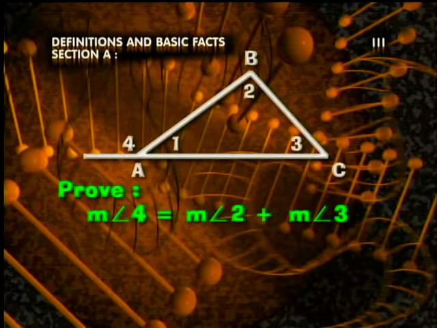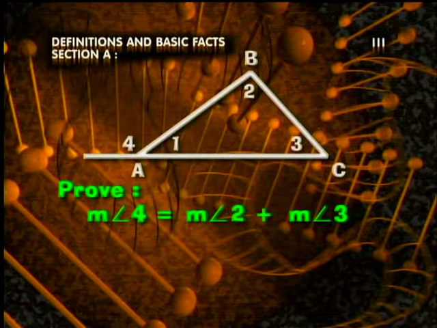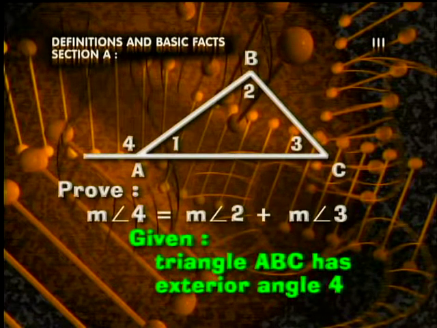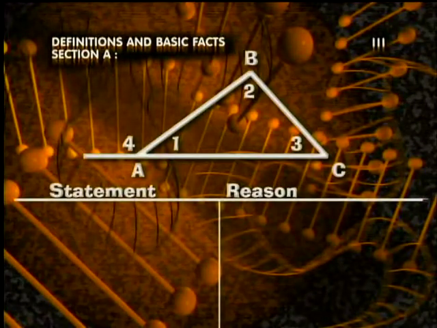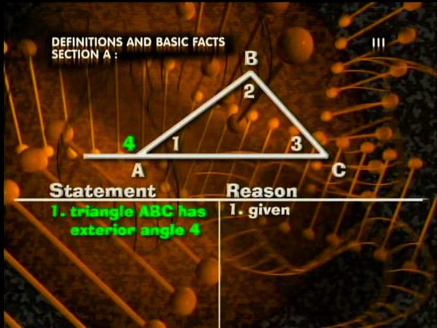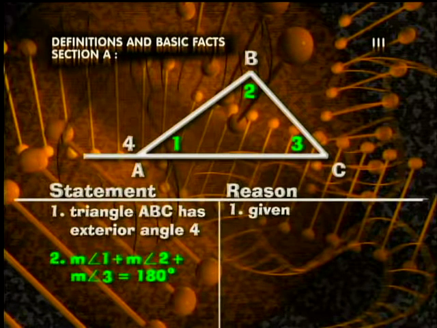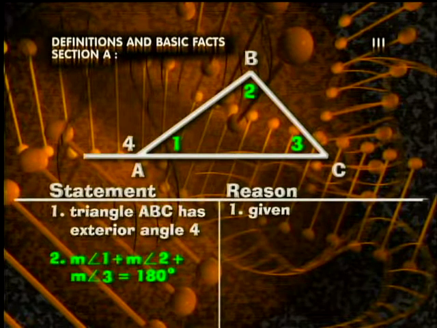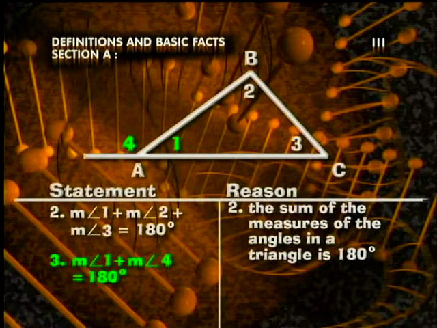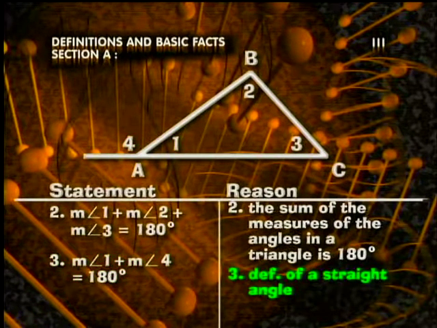To prove that the measure of angle 4 equals the sum of the measures of angle 2 and angle 3, we're given the information that triangle ABC has exterior angle 4. Let's set up a proof table. Our first statement is our given information. Triangle ABC has exterior angle 4. Second, we state that the sum of the measures of angle 1, angle 2, and angle 3 is 180 degrees. Our reason is this. The measures of the interior angles of a triangle add up to 180. Our third statement is the sum of the measures of angle 1 and angle 4 equals 180 degrees. This is the definition of a straight angle.